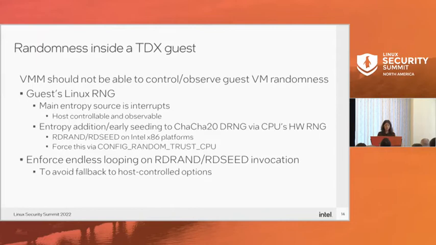So at least by forcing these options, basically forcing to trust this hardware random number generator, we have some way of arguing that we have an independent source of entropy which is not in the host's control. It's not perfect because the host will still observe the interrupts and stuff, but it's already better than saying the host can observe all our entropy. We also enforce things like looping to make sure that we always require this to succeed, and we don't want to fall back to things which are untrusted.